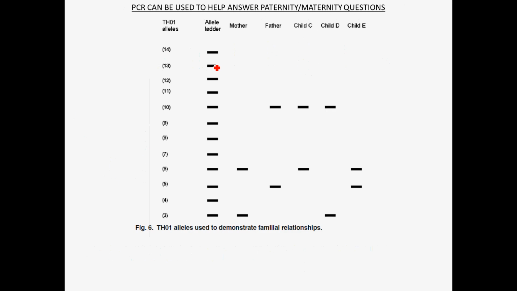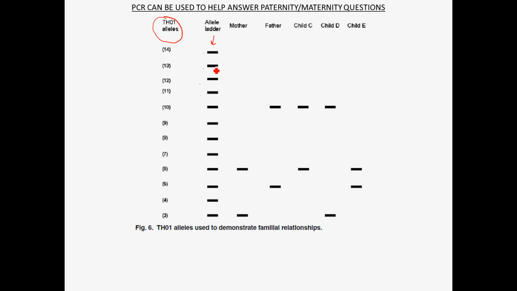PCR can be used to help answer paternity or maternity questions. This is just a graphic of a gel, right? And again, we're looking at the THO1 alleles here. This is the allele ladder, so we know these, and in this case we're looking at different types of alleles, so a 14, a 13, a 12, 11, and so on and so forth.